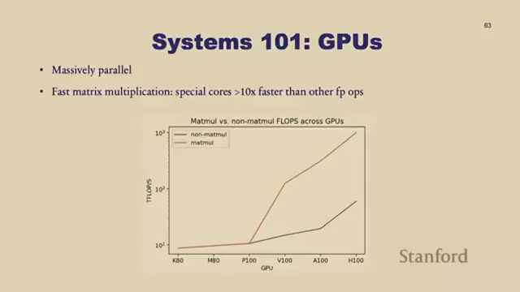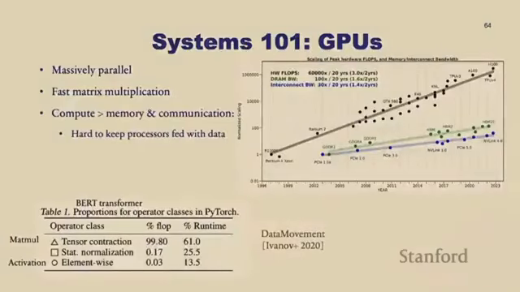GPUs are optimized for fast matrix multiplication. Every time you do something on a GPU, if you can do it with a matrix multiplication, it's going to be 10 times faster than with anything else. That is a little bit annoying because it means that we are kind of bottlenecked to doing anything with matrix multiplications.